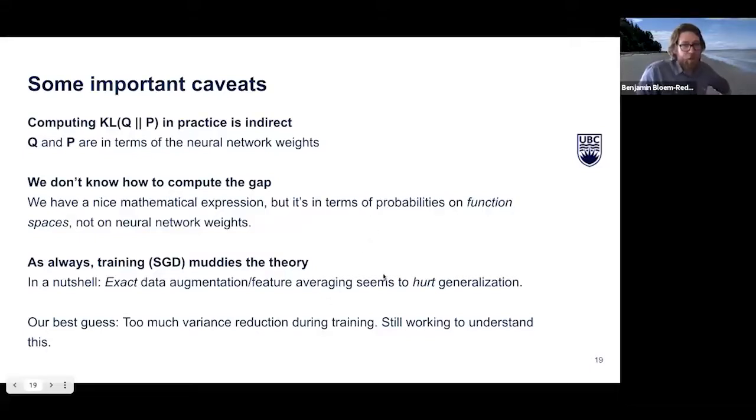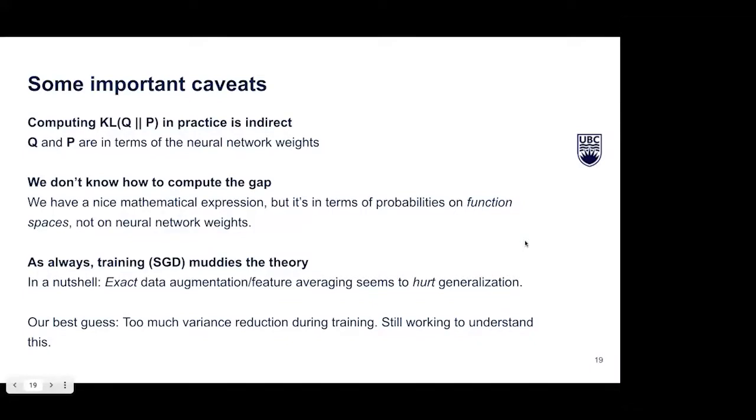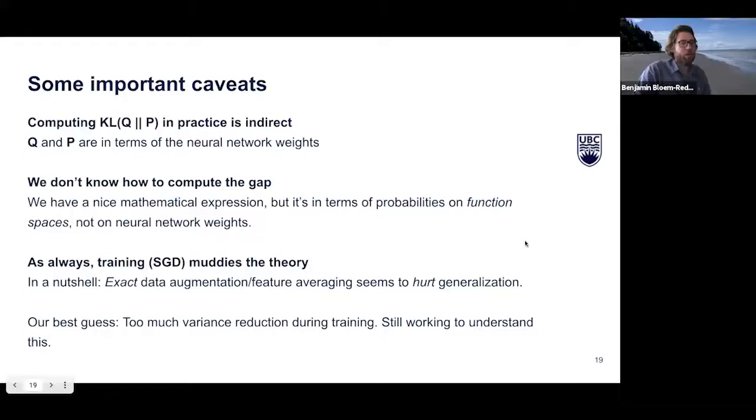Another thing that I find really interesting is that the theory, both with data augmentation and with feature averaging, is in terms of learned, trained functions, say trained neural networks. But as always, training, especially with stochastic gradient descent, muddies the theory quite a bit.